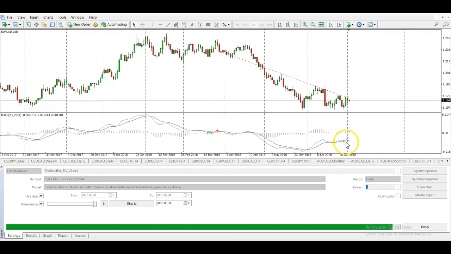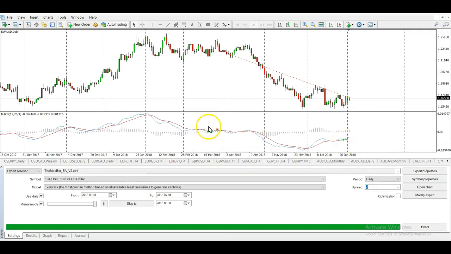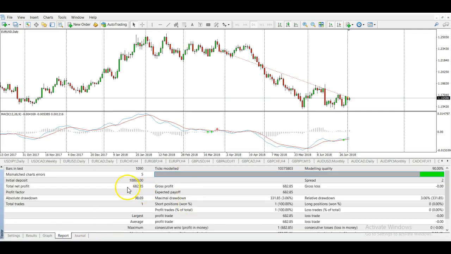And you can see it closed on the opposite divergence here. Okay, opposite divergence happened here and here. You get in here and it exited down there. Let's look at the report. Okay, so it was a 700 pip move. See, and you can see good modeling quality.